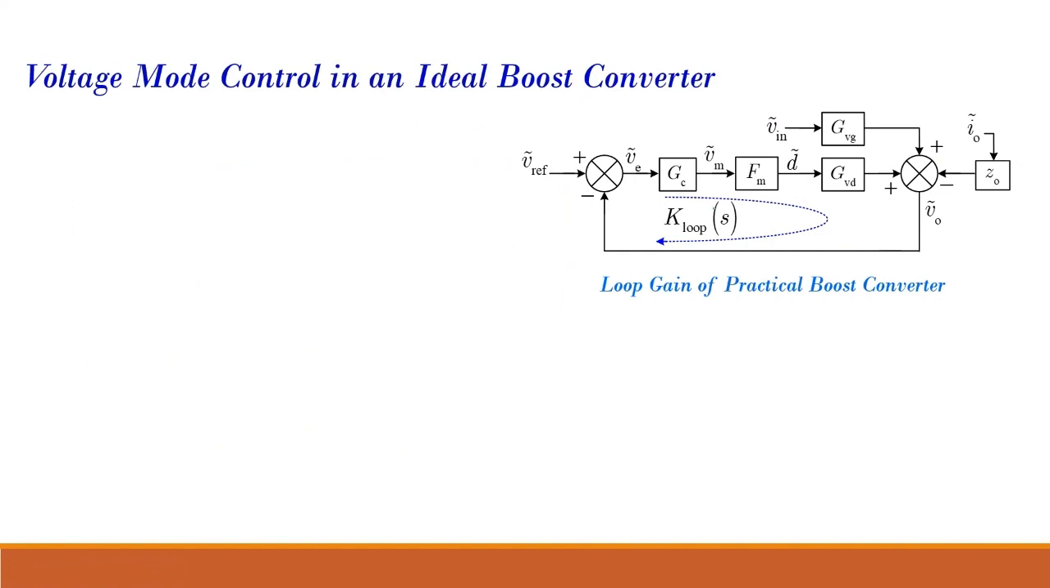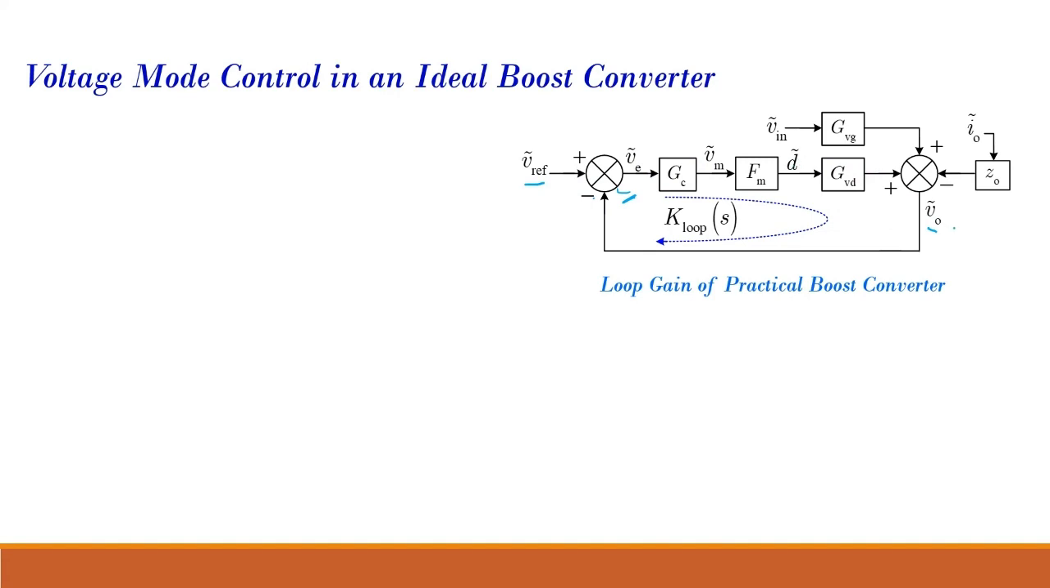So this is my block diagram. I have my reference voltage, and then the output voltage. The output voltage is subtracted from the reference voltage and it generates an error voltage. That error voltage passes through my controller, which generates a modulating signal Vm. That passes through Fm and that generates my duty ratio. That duty ratio passes through Gvd and that generates the output voltage in terms of duty ratio.